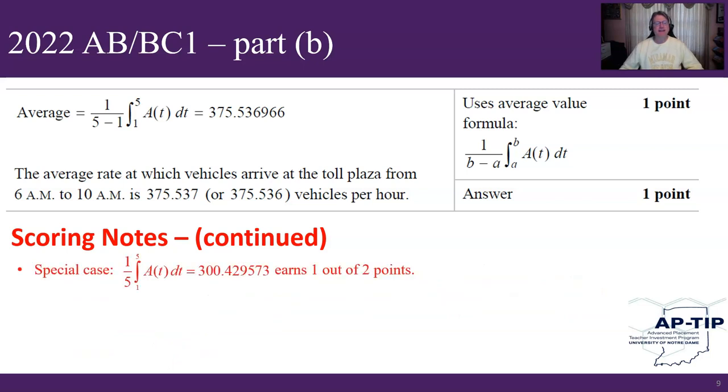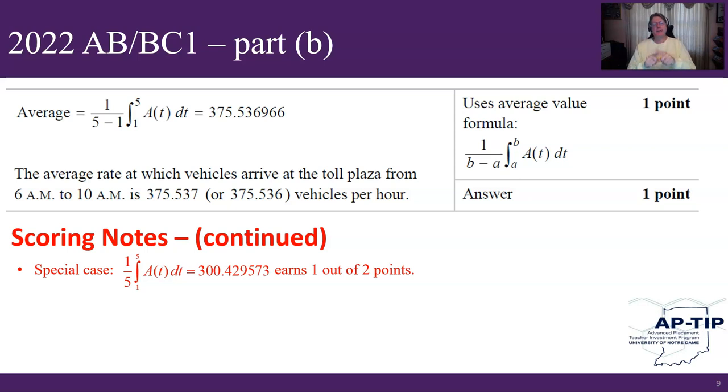And then finally, we do have a special case for this problem. Apparently, during the pre-reading, this was showing up a lot in 2022. And this is a situation where the student just carelessly took the division of 1 over 5 minus 1 incorrectly and got 1/5 instead of 1/4. Now that would lead to an answer of 300.429 or 430 or 43, which is pretty close to our answer, but it's not our correct answer.